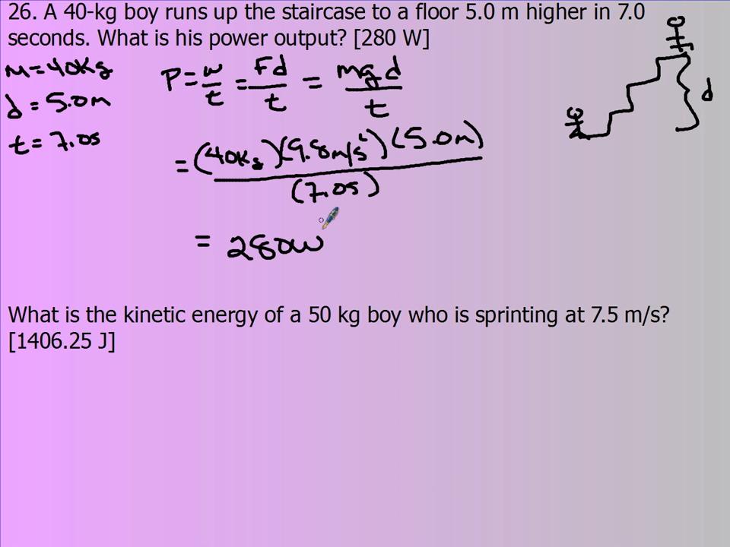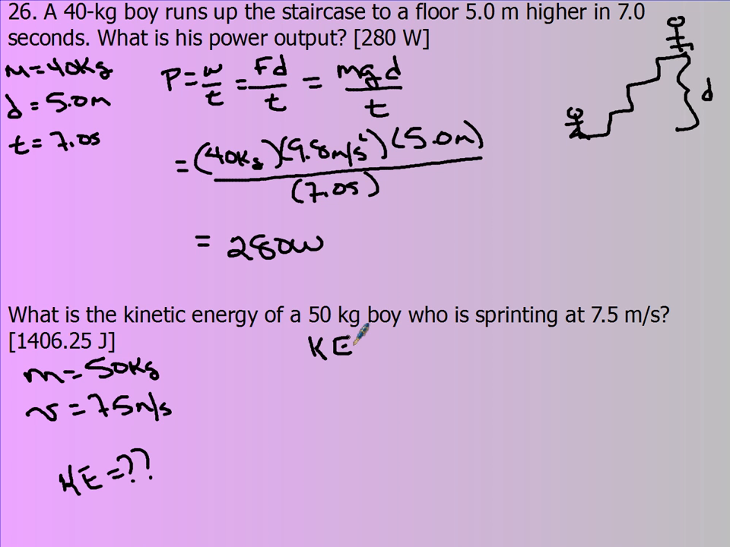Now what's the kinetic energy of a 50 kilogram boy sprinting at 7.5 meters per second? Mass is 50 kilograms, and your speed is 7.5 meters per second. Of course, we're looking for the kinetic energy. So let me come up here. Kinetic energy is 1/2 mv squared. So this is 1/2 the mass of 50 kilograms. The velocity is 7.5 meters per second, squared.